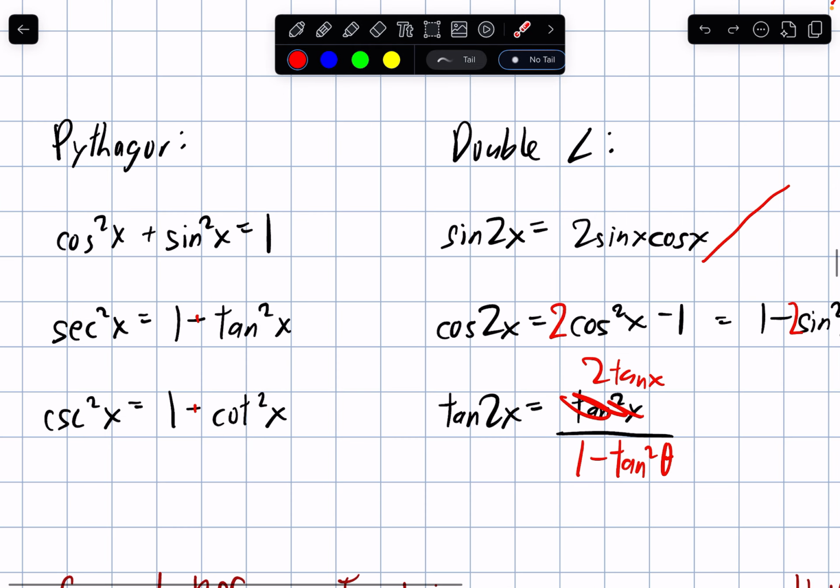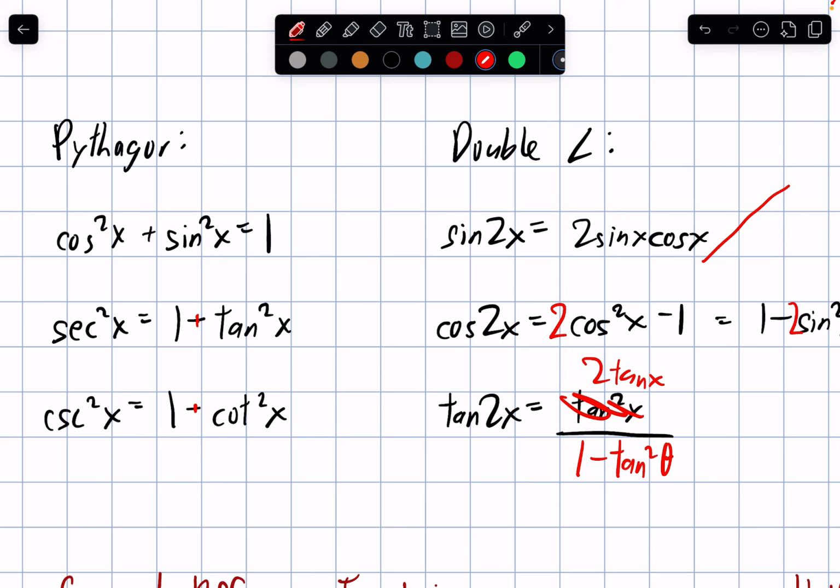So granted the scenario where you have cosine squared x and sine squared x, and there's a plus sign in the middle, that's one. You can turn those two terms into one. Same goes for if you see 1 plus tangent squared x, that's equal to secant squared x. Same thing for 1 plus cotangent squared x, they're both equal to cosecant squared x.